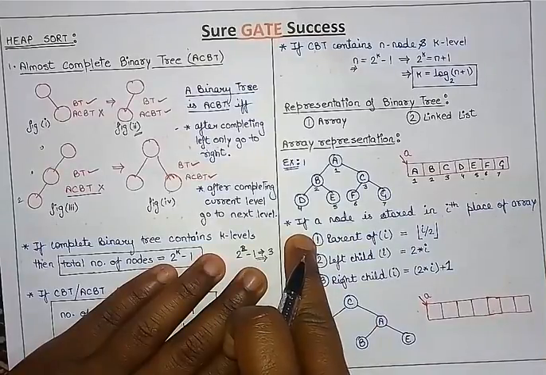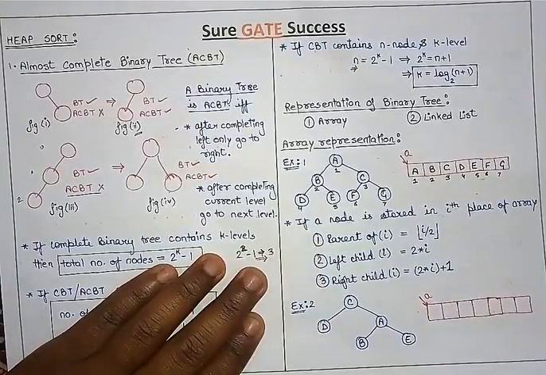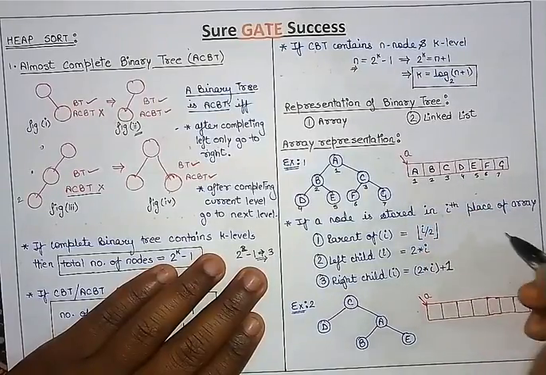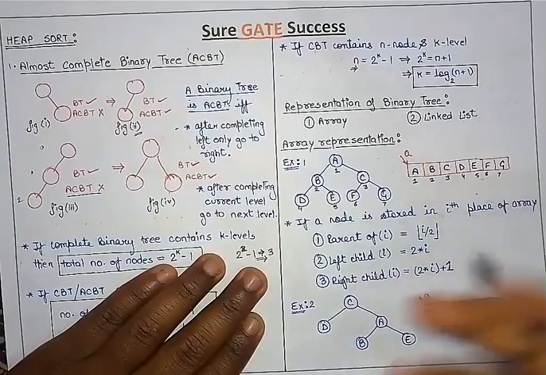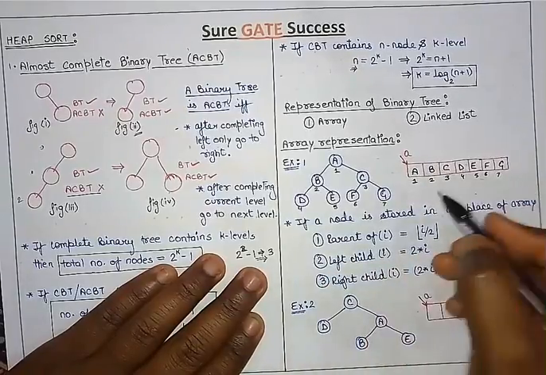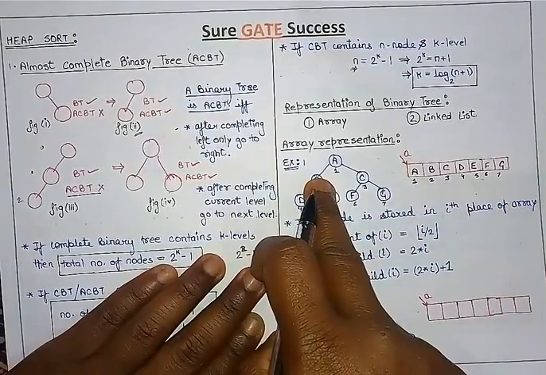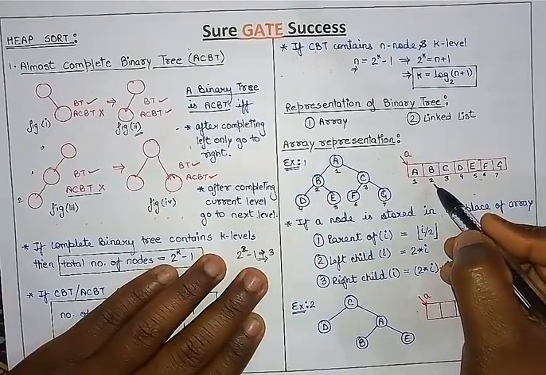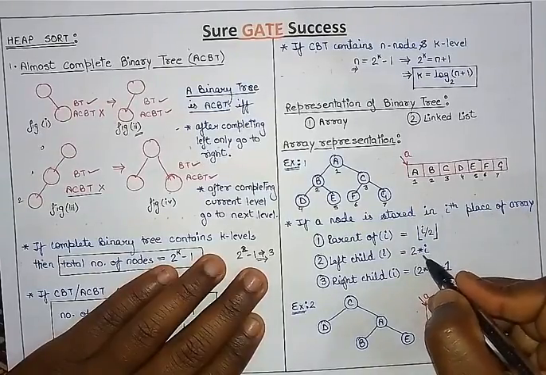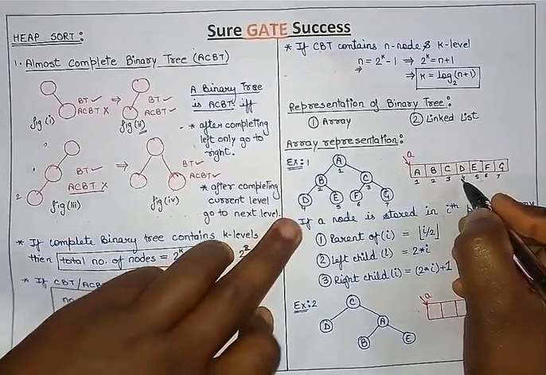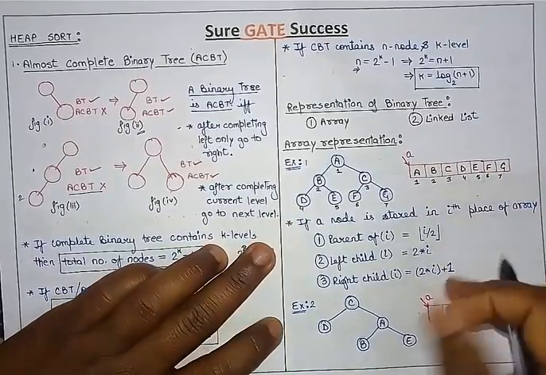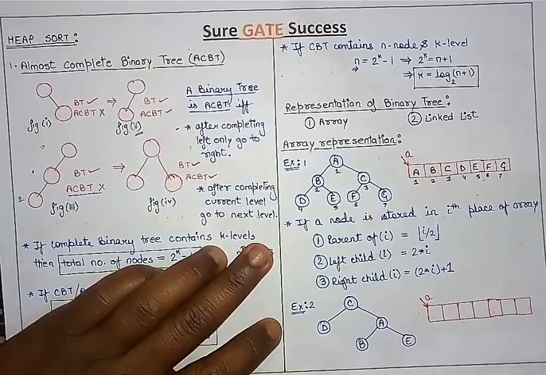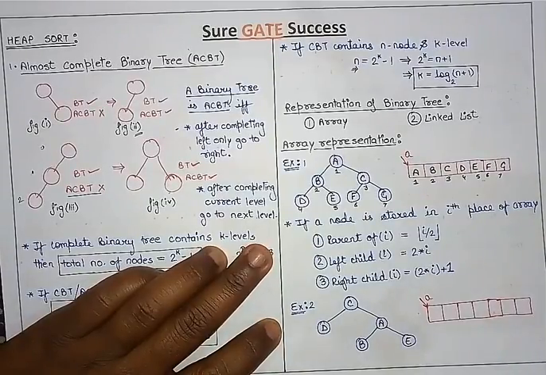Now see this important point: if a node is stored in the ith place of the array, for example let's take 1, if 1 is at the ith position, what will the left child be? 2 into i, that is 2 into 1, so B is the left child. Similarly, we can find the left child of B. B is at position 2, so we multiply by 2: 2 into i, that means 2 into 2, which is 4, so the left child is at the 4th position. So these are three important points for finding the parent, left child and right child in an array.